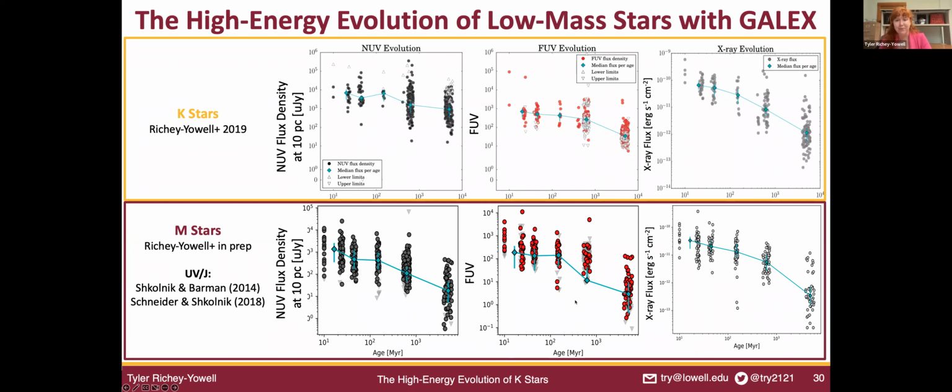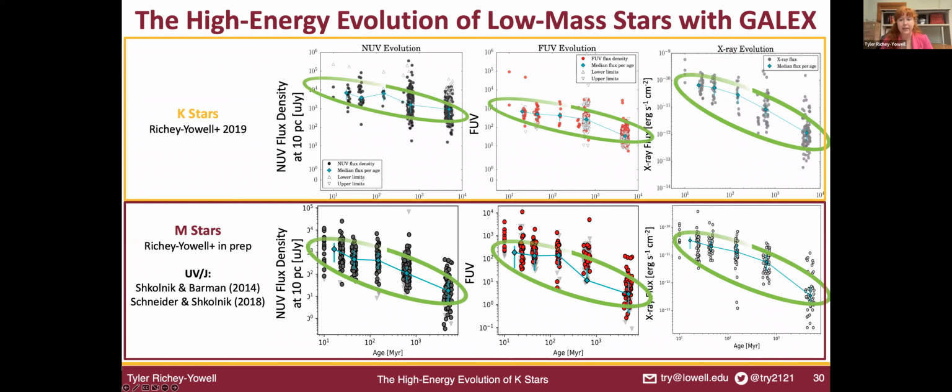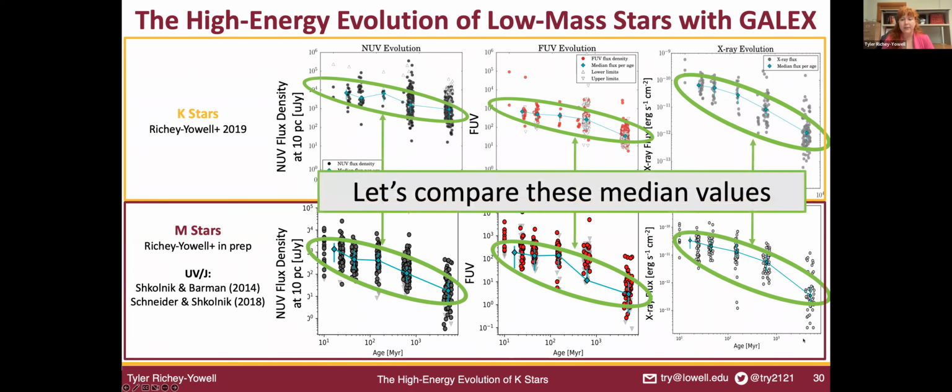And I don't want you to focus on all of these points. I know there's a lot of points up there, just the turquoise diamonds here, which represent the median flux for each of our age bins here. So if we take these median values and plot them on their own, it's then a far easier comparison between the K and M star data. And I just wanted to show you that there's a ton of data going on here behind these individual points.